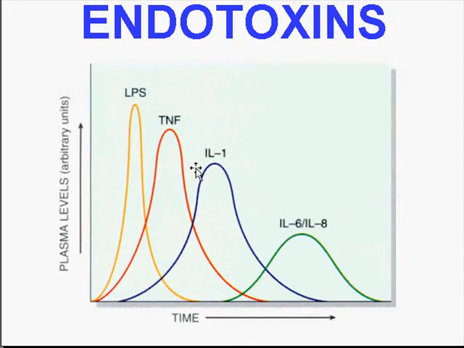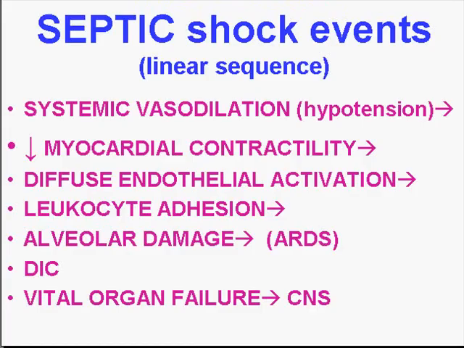But if you want to look at the sequence of triggering events, by the time your lipopolysaccharides have tapered off, you'll have a rapid appearance of TNF, tumor necrosis factor, followed by the appearance, when TNF is tapering off, of interleukin-1. And these are the two main controlling cytokines that we've mentioned several times already.